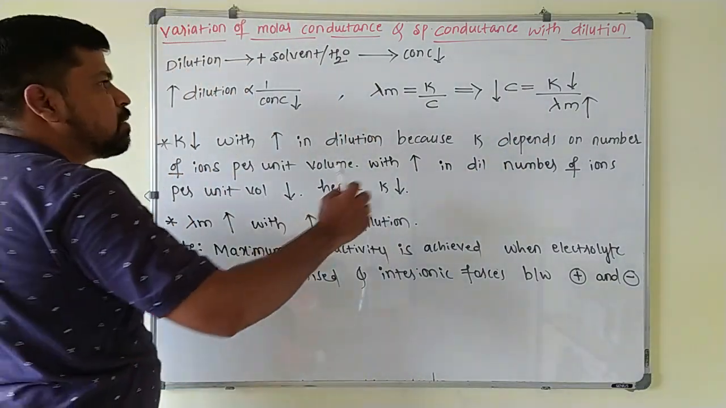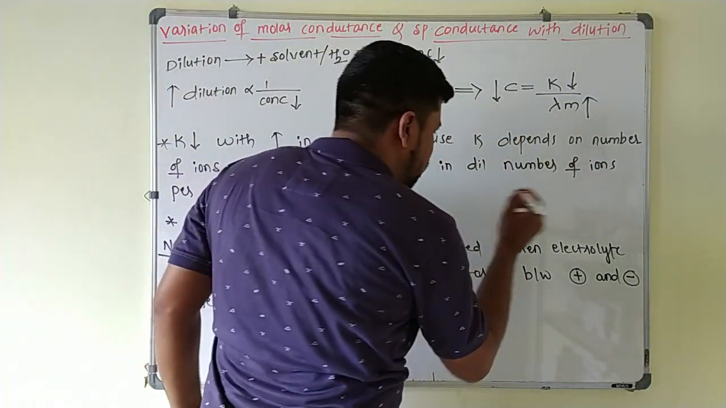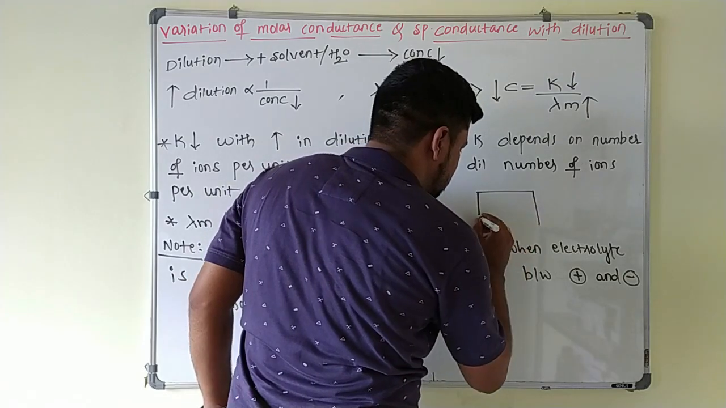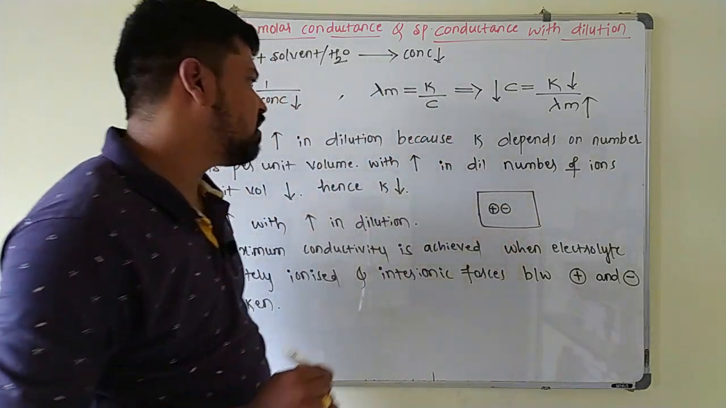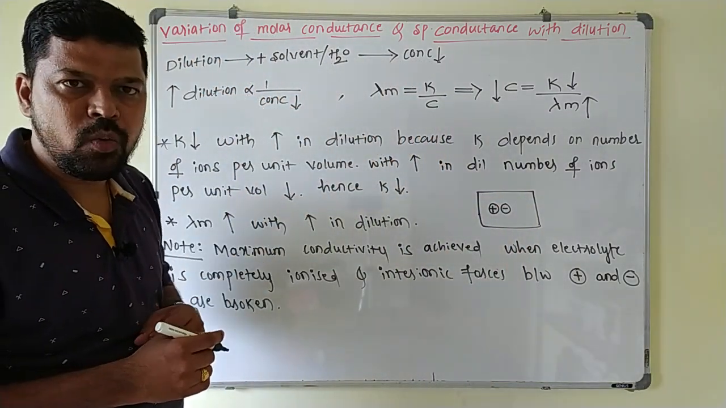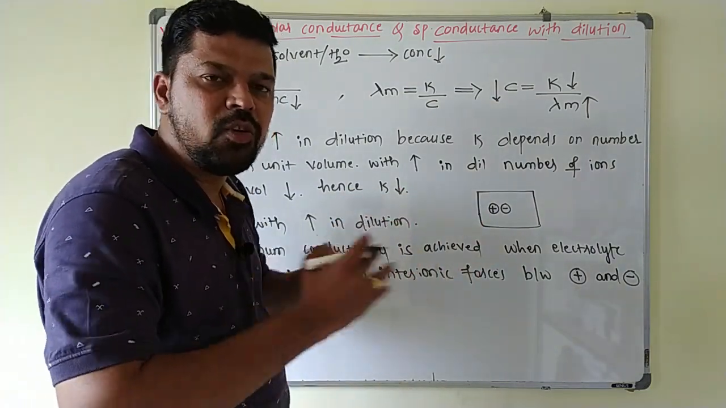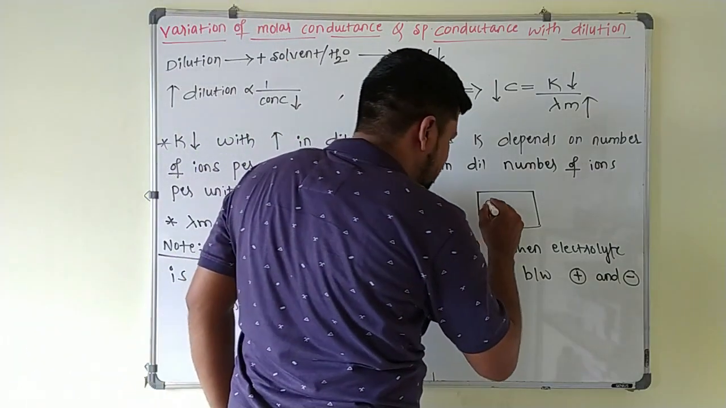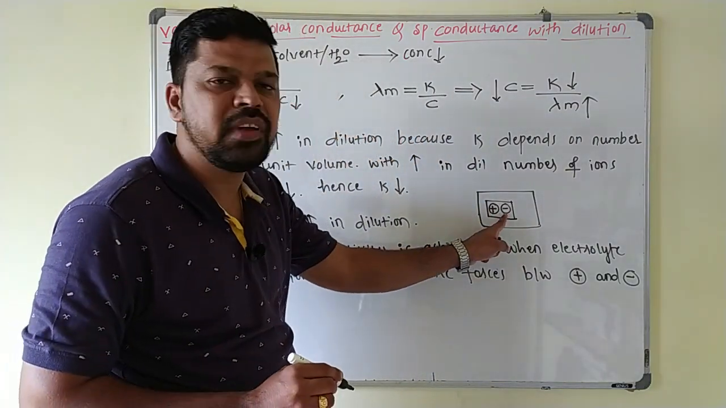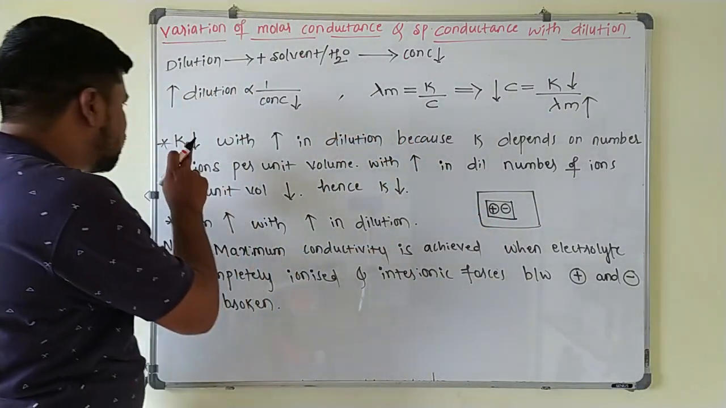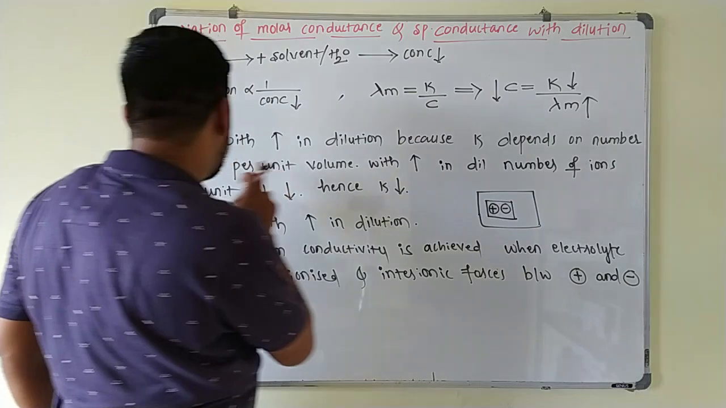Now we will see why specific conductance decreases with decrease in the concentration. Suppose you add water to an electrolytic solution, now what happens? In an electrolytic solution, cations and anions are present. If you add water, they will move far away from each other because they will get more and more space. As they move far away from each other, the number of ions per unit volume of the electrolytic solution decreases. Here specific conductance decreases with increase in the dilution because K depends on the number of ions per unit volume.